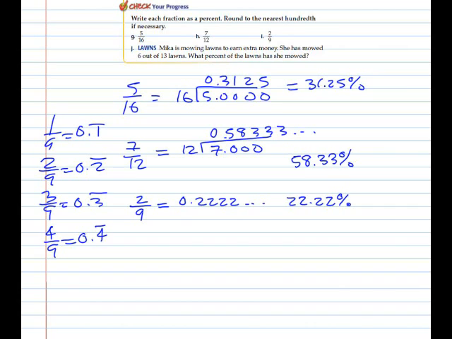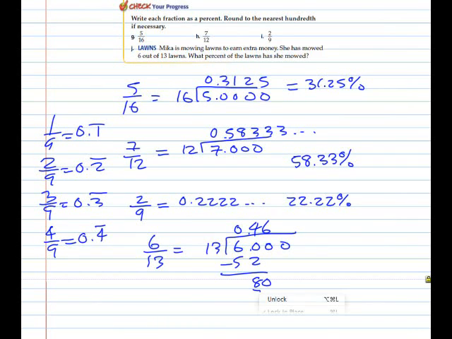Mika is mowing lawns to earn extra money. She has mowed 6 of 13 lawns. What percent of the lawns has she mowed? So 6 out of 13 becomes 13 divided into 6. We'll do the little division for you this time just to show you. 13 times 4 is 52. We subtract, we get 80. 13 goes into 80 6 times. Would be 60 plus 18 would be 78.